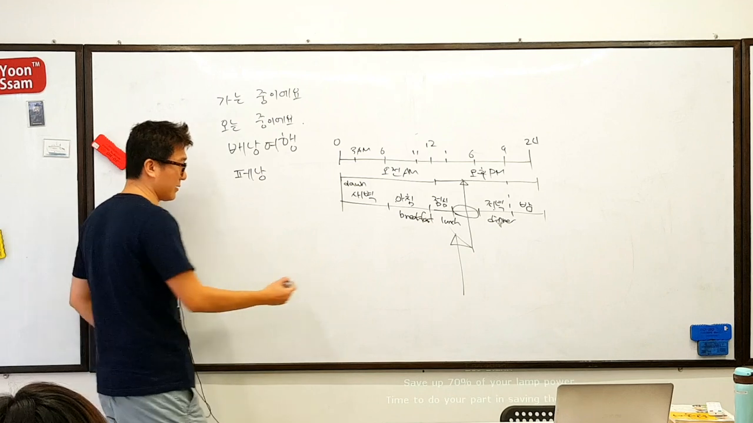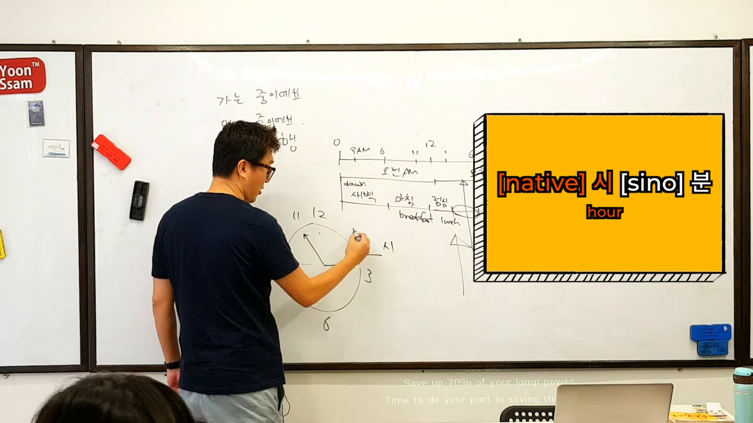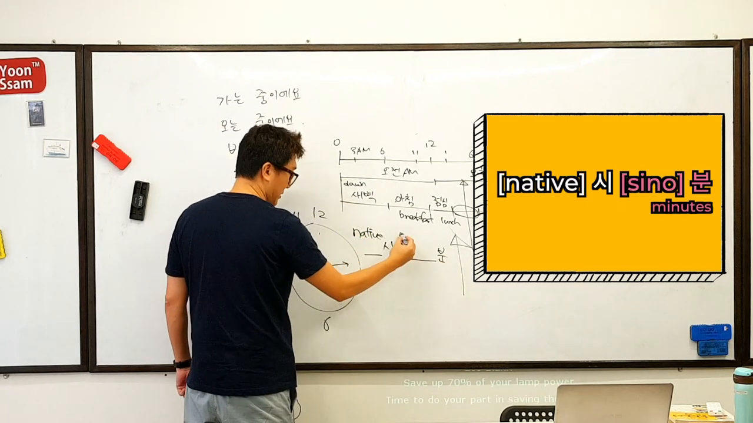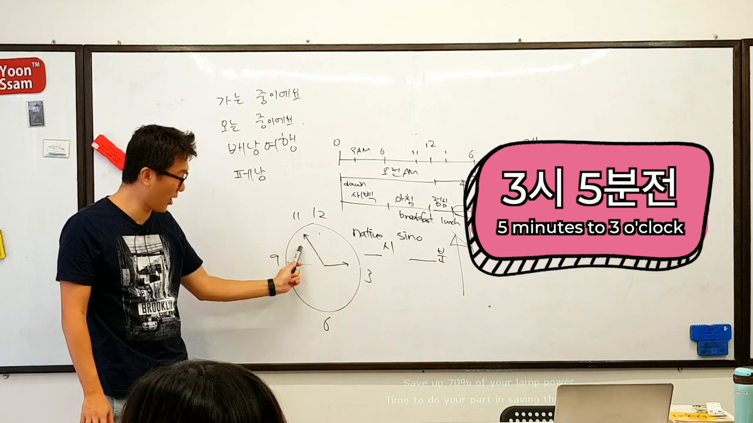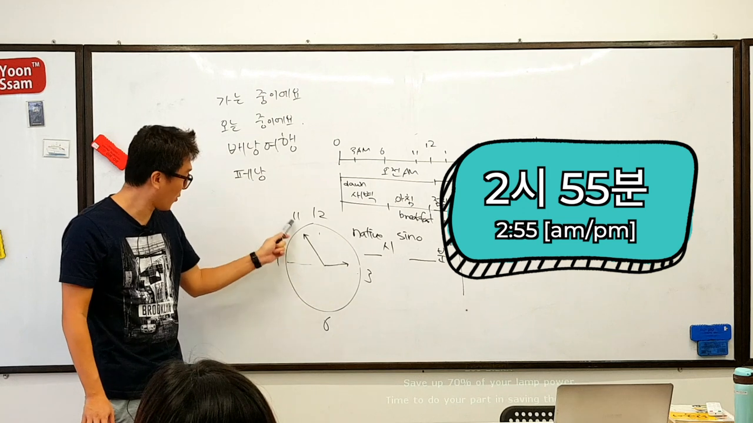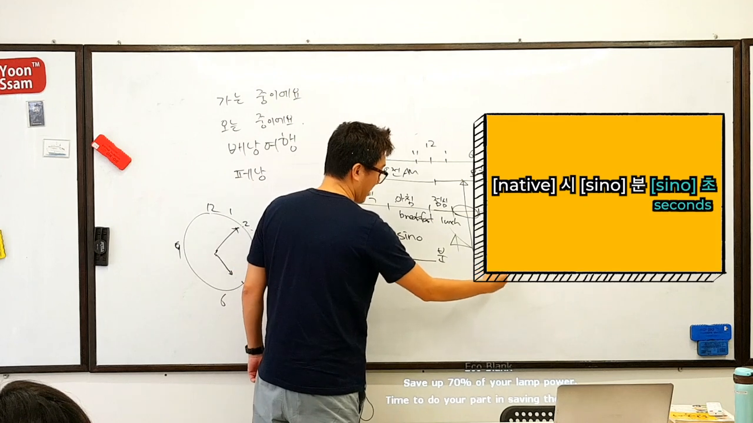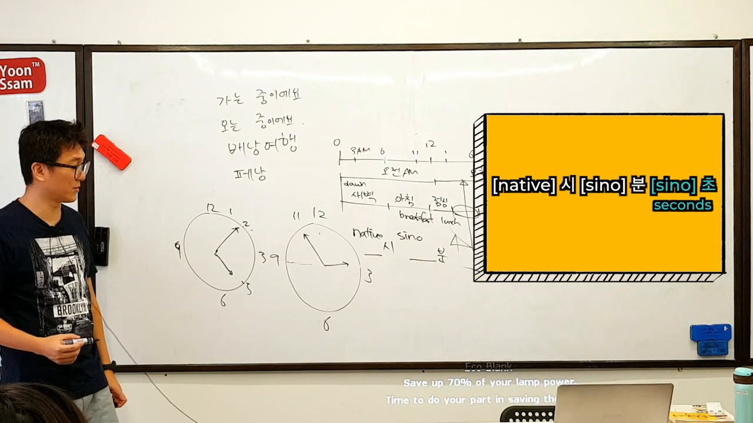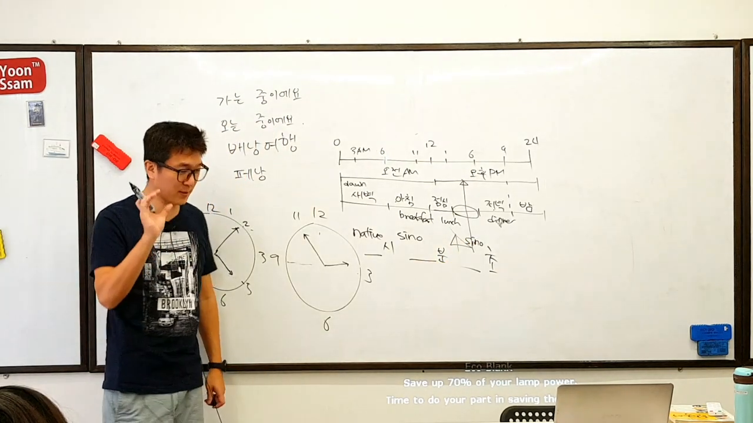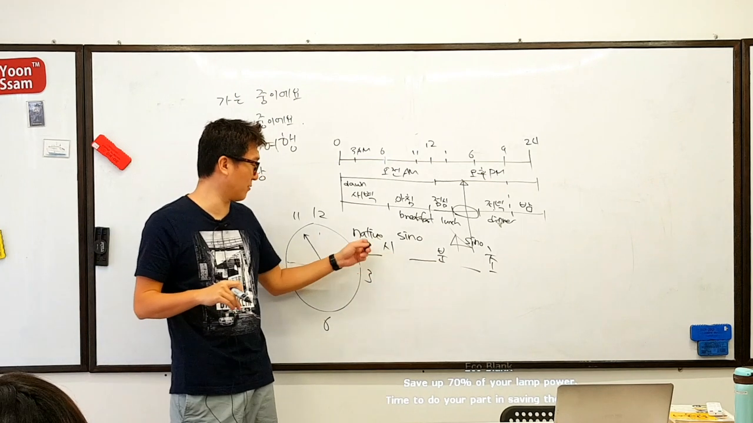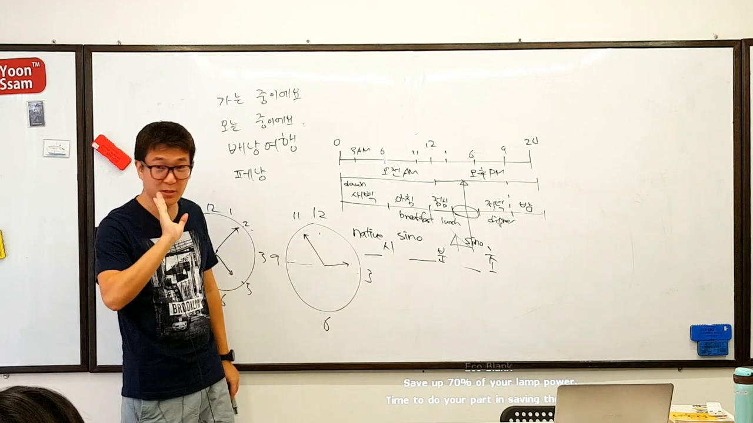And then we learn about reading time, right? Now, how do you read this? 시 is always native, and 분 is a Sino number. 3시 5분 전. Or 2시 55분. Both are fine. Further a bit, the second is called 초. 초. 시분초. Only the word related to time that takes the native number is 시, hour. The rest of all will follow just normal Sino numbering systems.